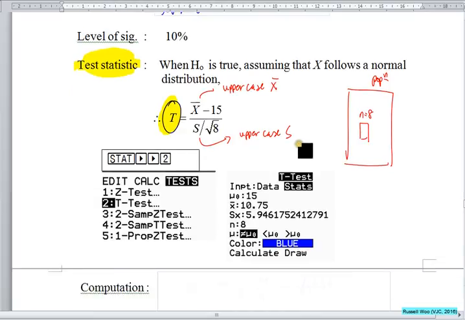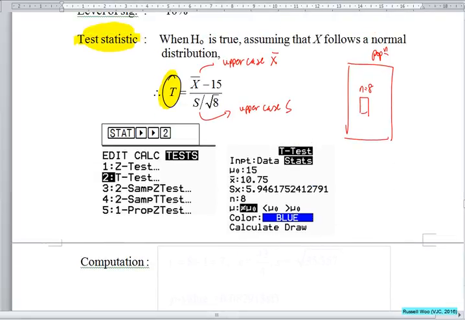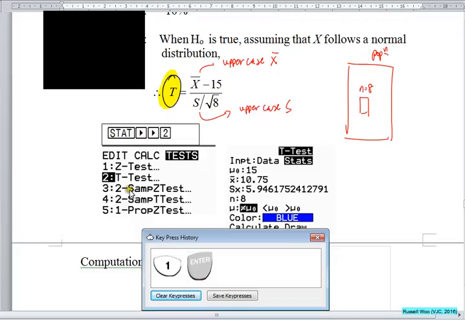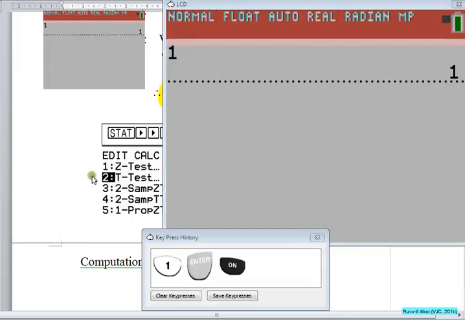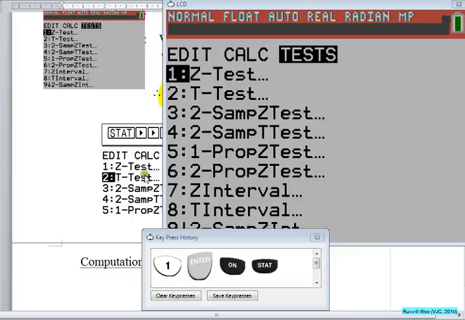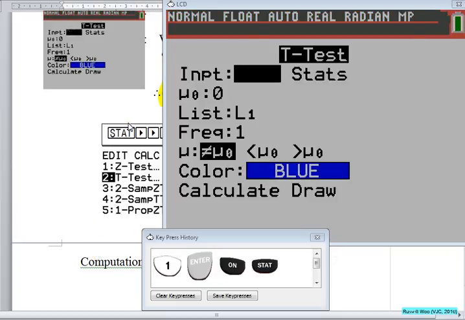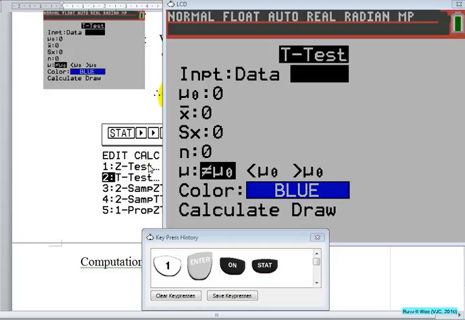So now, what's the difference between a t-test and a z-test? On the GC, no big difference. You just go and find the thing on the GC. Stat. Instead of doing your z-test, you take number 2, which is the t-test. Then you go to stat. This is 15. X bar is 43/4.